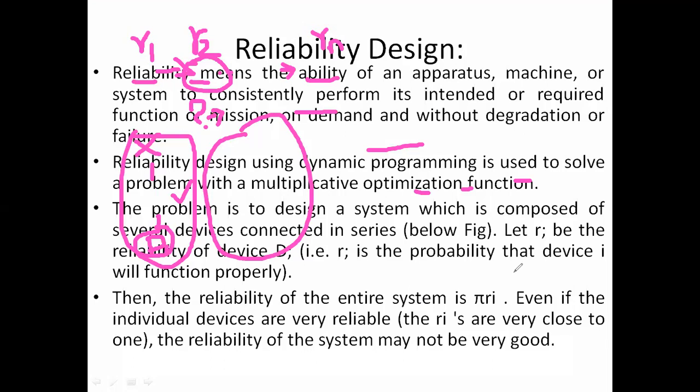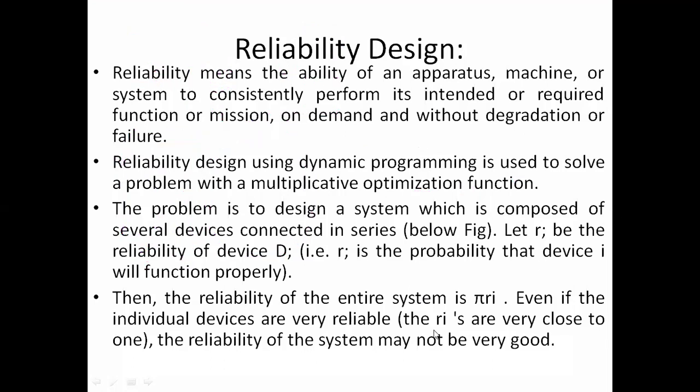So what is reliability? It is the ability of a machine or apparatus or system to constantly perform its intended function or mission on demand without any error or failure. You already know that. This reliability design is solved using the dynamic programming concept, as a multiplicative optimization function.